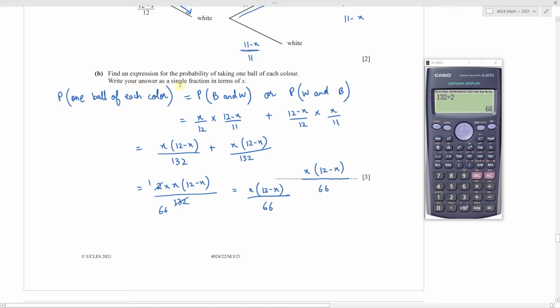But since the question specifies that you have to represent it as a single fraction in terms of x, this is also a single fraction, so this is an acceptable answer as well. But if you want, you can open the brackets in the numerator and write it as 12x minus x square over 66. That is also a correct answer.